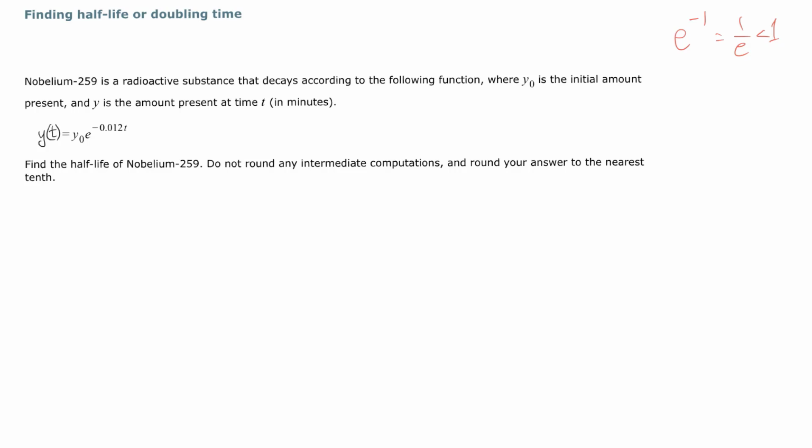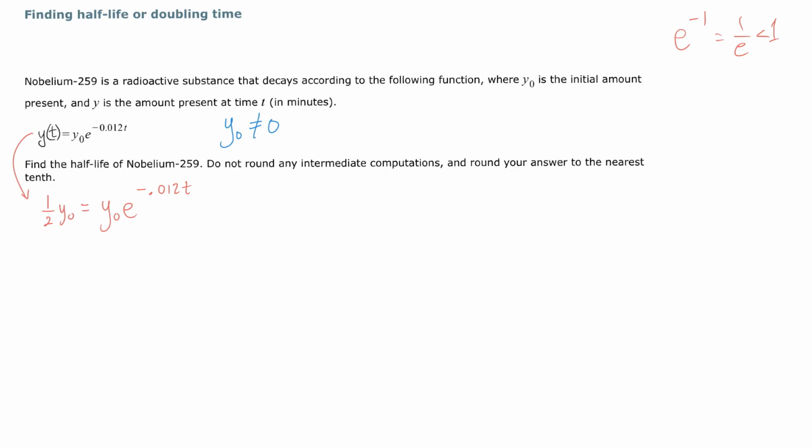We need to find the half-life, not a problem. So we do know the initial amount right here is y naught, which is not 0. That's going to be a key step. And in order to get the half-life, well, we're going to put half of y naught, and is now equal to y naught times e raised to the negative 0.012 times t.